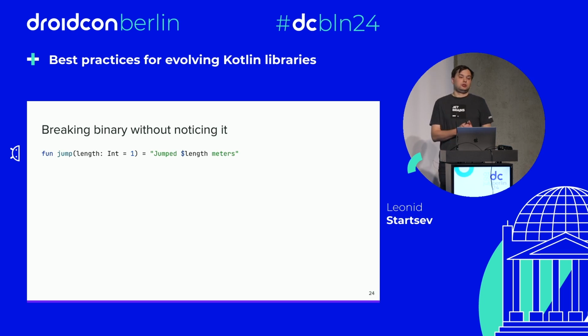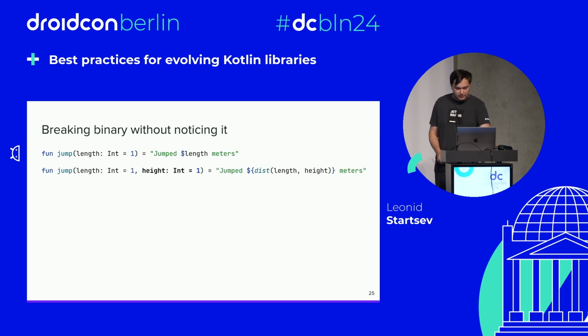The same goes for breaking binary compatibility without noticing it. So if you had some method with some already existing parameters, like here the jump method with parameter length, let's say we want to add to it another parameter with a default value, the height. And so for source code, this change can easily go unnoticed because we have added a parameter with a default value. So we do not have to change the call site of this method. We can still call jump with 1 argument or with 0 arguments. It will insert the default values automatically.